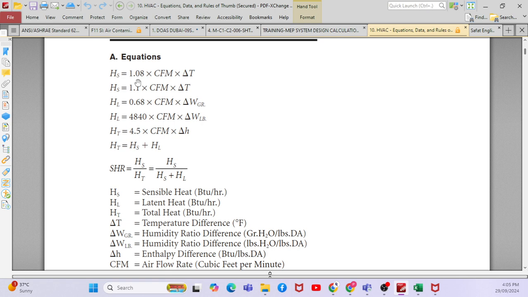You heard about ADP, right? Apparatus dew point temperature. Yes. I will explain that separately. That will take some time. How to go from the outdoor condition to the mixed condition, then after that to the return condition, then after that you are going to the coil temperature.